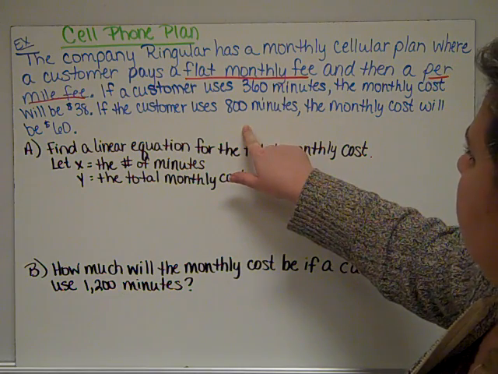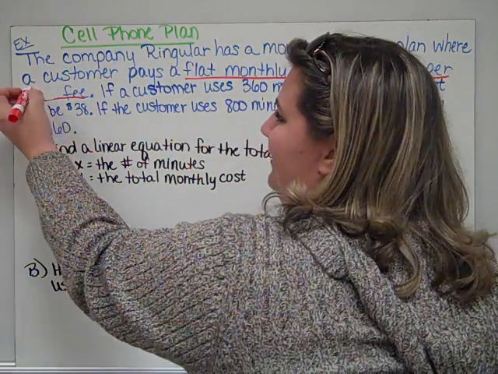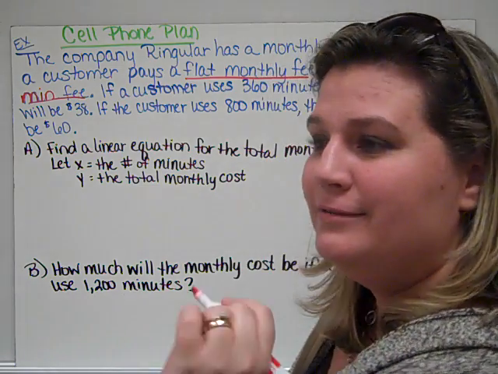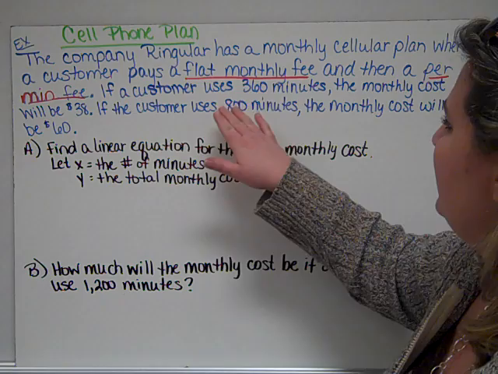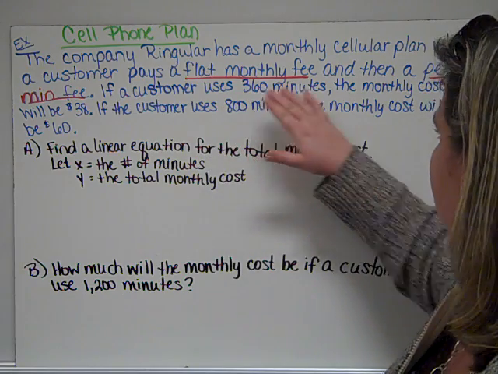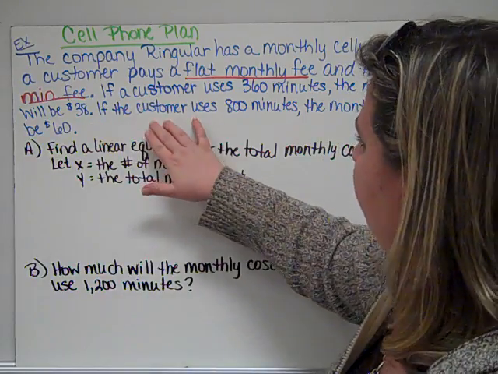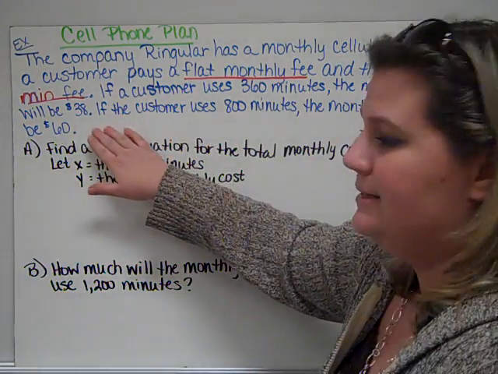If a customer, sorry, not per mile, per minute. I don't know why cell phones would have a per mile fee, but per minute fee. If a customer uses 360 minutes, the monthly cost will be $38. If the customer uses 800 minutes, the monthly cost would be $60.